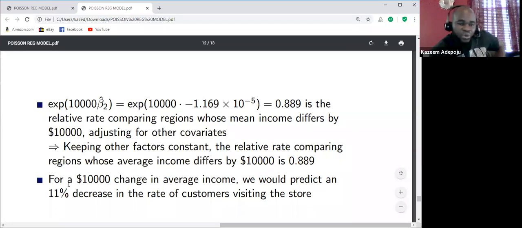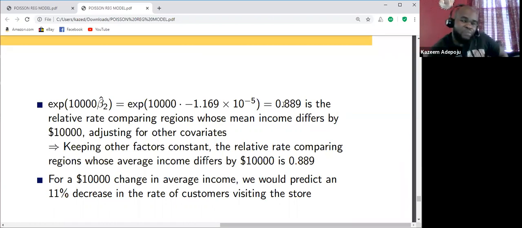Okay, and for a 10,000 change in average income, we will predict an 11% decrease in the rate of customer visiting the store. Why? Where do I get 11% from? If you take a look at what I have here, if you multiply by 100, that's going to be 89%. If you subtract 89% from 100%, that will be 11%. So it means for a $10,000 change in average income, we will predict an 11% decrease in the rate of customer visiting the store.